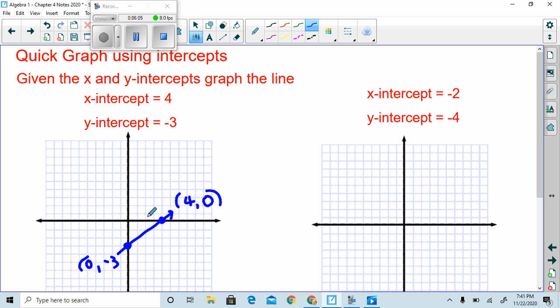Connect my points, and there's my line. Arrows at both ends because it's a line, not a line segment. And this one again rises from left to right. It has a positive slope.